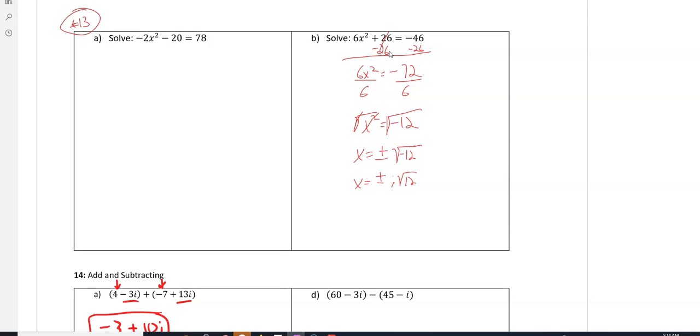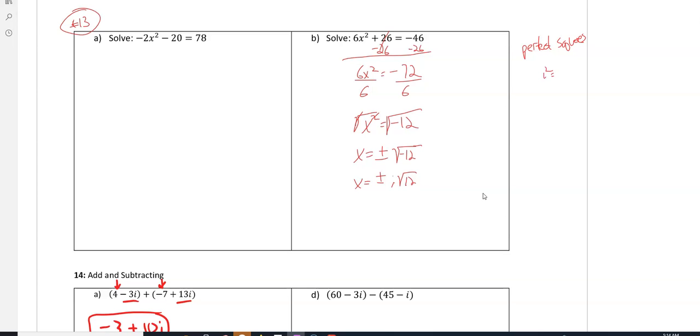And if you get here, you'll get most of the points. But you're missing one little thing here. This can simplify more, square root of 12. Because remember, you're looking for perfect squares that you can pull out of a square root. And it's these right here.